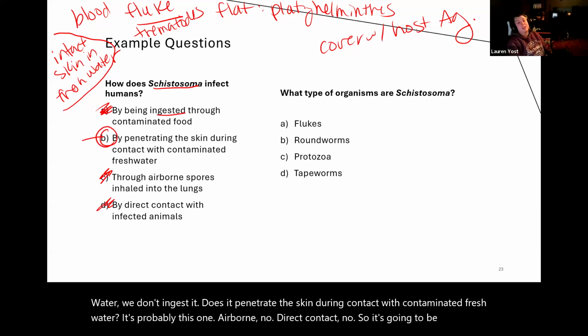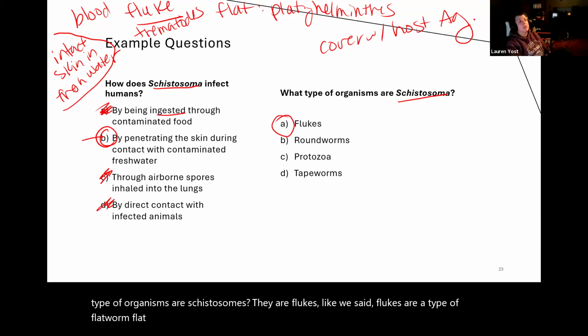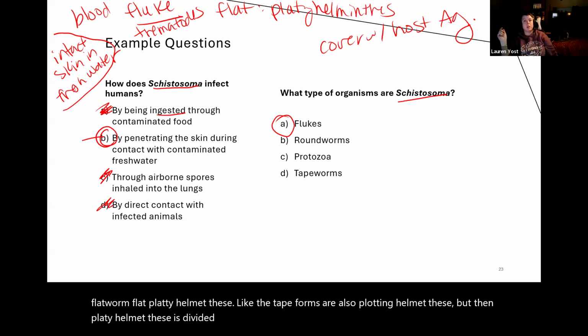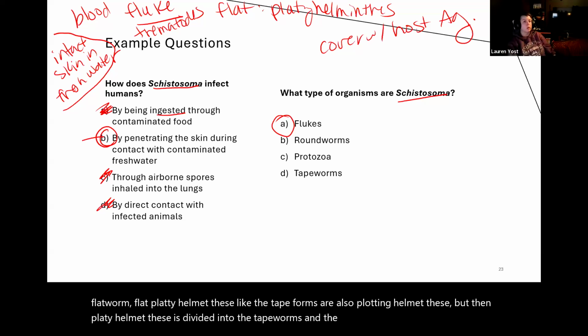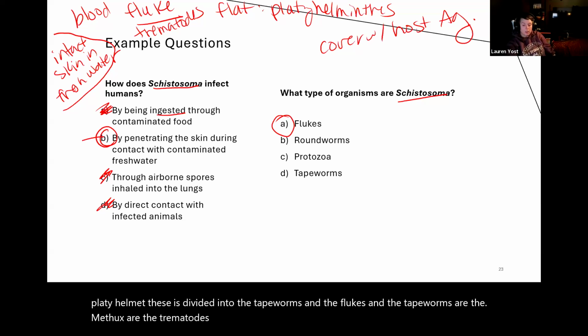And what type of organisms are schistosomes? They are flukes. Like we said, flukes are a type of flatworm. Platyhelminthes, like the tapeworms, are also platyhelminthes, but then platyhelminthes is divided into the tapeworms and the flukes. The tapeworms are the cestodes, and the flukes are the trematodes. So just to summarize that stuff.